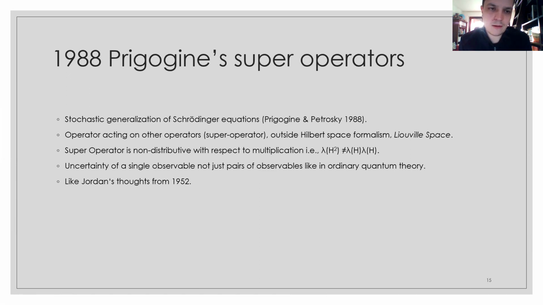Prigogine and Petrovsky in the United States were interested in developing a generalized quantum theory where you can describe the transition from quantum to classical without having this additional axiom. And they work with operators which act on other operators. Such operators are called super operators, and they did not work in a Hilbert space, but in another space, which is described here. And the interesting thing about a super operator is that it's non-distributive with respect to multiplication. So if a super operator acts on the product of two operators, it's not the same as letting the super operator first act on one operator and then forming the product with the other. So in this sense, this is non-distributive. And he also concluded that in this case, you have the uncertainty for a single observable, regardless of other observables. And this is like Jordan envisioned in 1952.